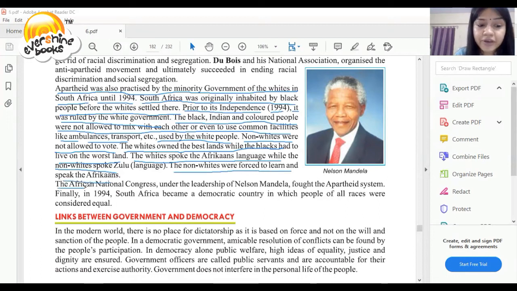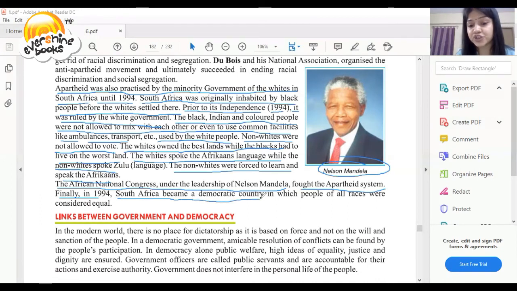So, the African National Congress under the leadership of Nelson Mandela, this is the pictorial part of Nelson Mandela, fought the apartheid system. Who fought against the apartheid system? The African National Congress leader Nelson Mandela fought against the apartheid system. Finally, in 1994, South Africa became a democratic country in which people of all races were considered equal.